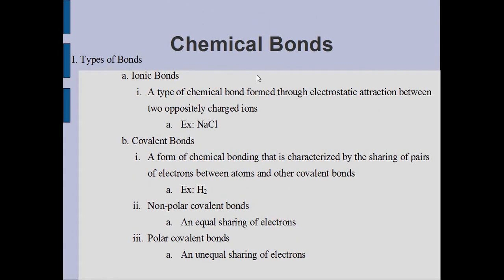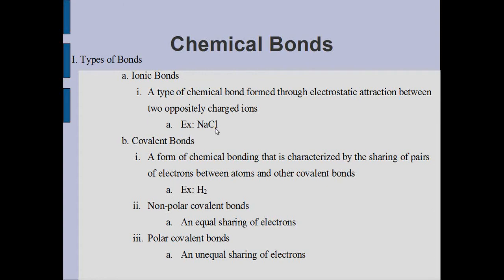Chemical bonds. First, I'll go over ionic bonds. Ionic bonds are types of chemical bonds formed through electrostatic attraction between two oppositely charged ions. For example, sodium chloride. Sodium has one extra electron than it needs, and chlorine just needs that one extra electron.